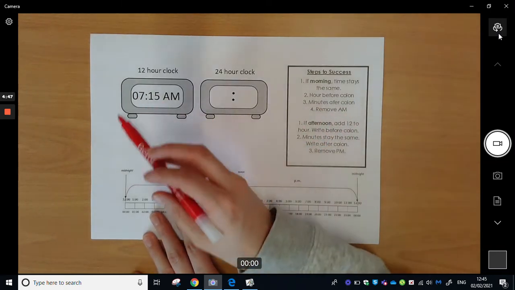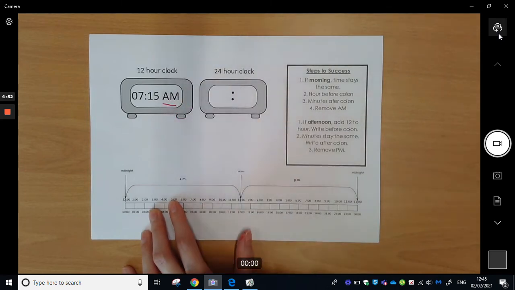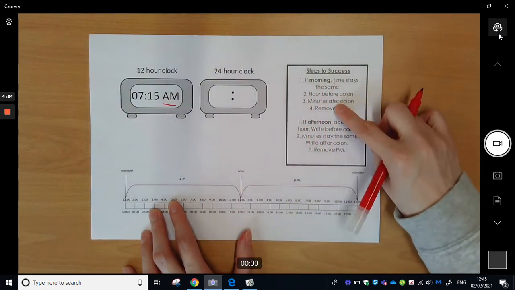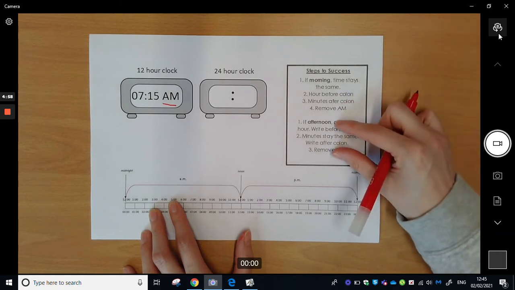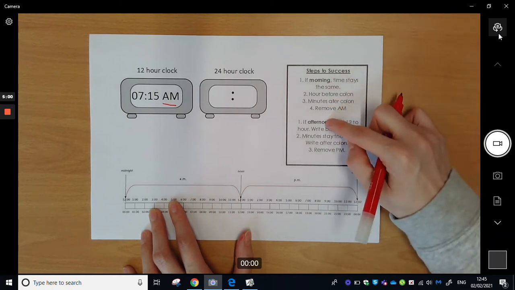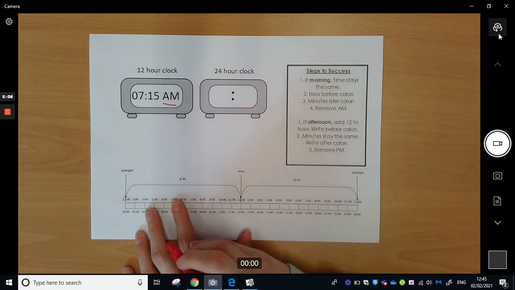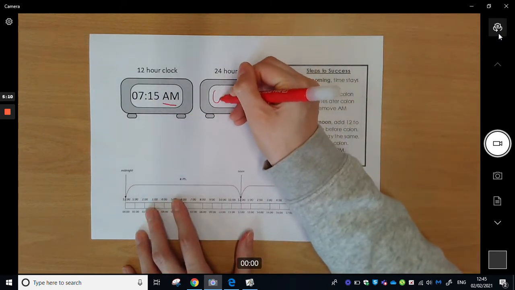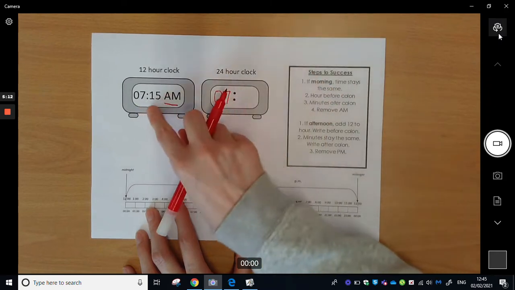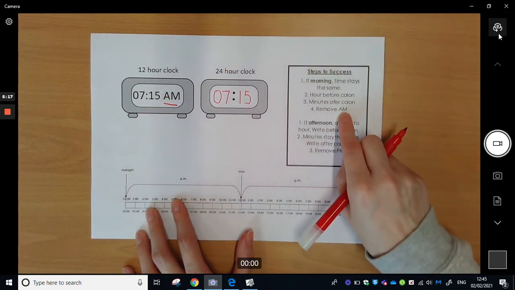So I need to look carefully at this one first. So I can see that it's AM, which means it is the morning. So I'm going to be using this part of the steps to success to help me. So it's in two sections today, because it's slightly different what we do if it's the morning or afternoon, okay, AM or PM. So if it's the morning, the time stays the same. So my hours and my minutes are not going to change. So it's going to be 7:15, but I don't need my AM, okay?